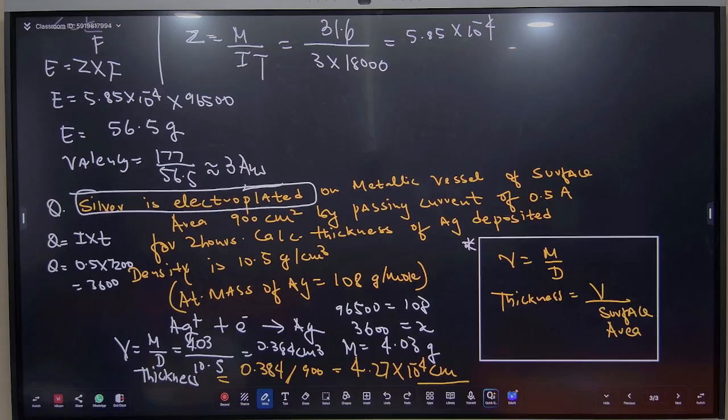Advait, you understood this question, right? Thickness question. Yes, yes. Advika, you also understood, right? Yes, sir. Brilliant. So, guys, just check your calculation, okay? That you are getting it right. Is it correct?